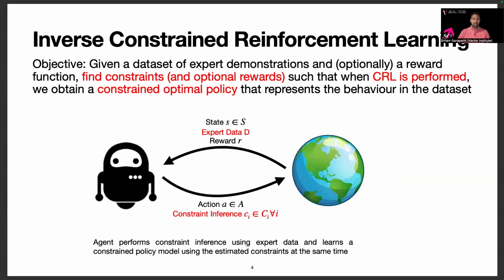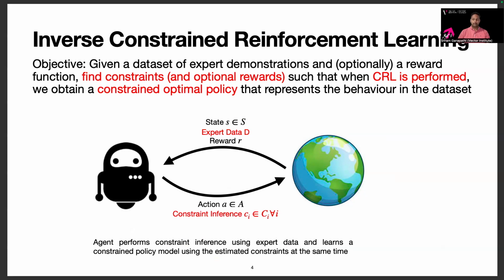In many problems, it is difficult to specify the constraint function manually. Alternatively, it is easier to obtain expert demonstrations from which the constraints can be estimated. For example, in autonomous driving, it is hard to specify all the constraints accurately. Rather, it is easier to obtain demonstrations from expert drivers.